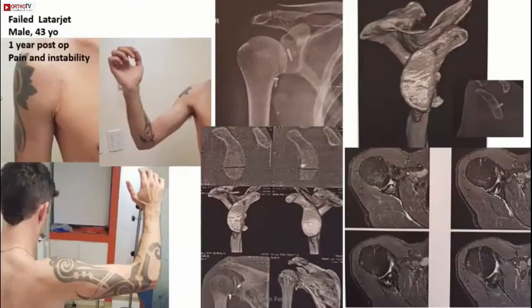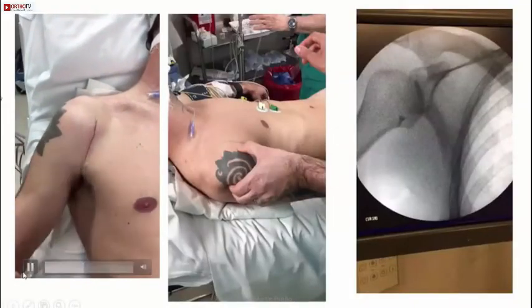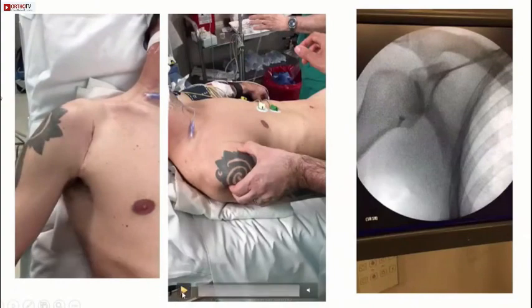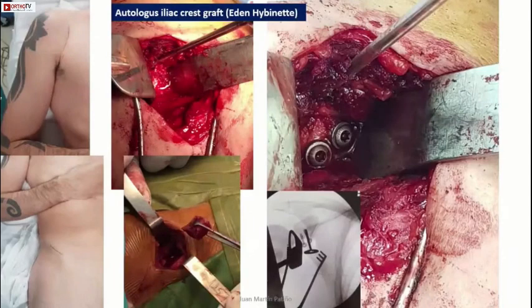This is a patient with a failed Latarjet, male, 43 years old. He was operated on 1 year before. He had a new trauma and presented pain and instability. In the anteroposterior X-ray, we can see a broken screw, and in the CT scan, we can see a coracoid non-union. This is the important instability with engaging anterior dislocation with the patient under anesthesia. In this difficult scenario, we prefer an autologous iliac crest graft, like the Eden-Hybinette procedure.